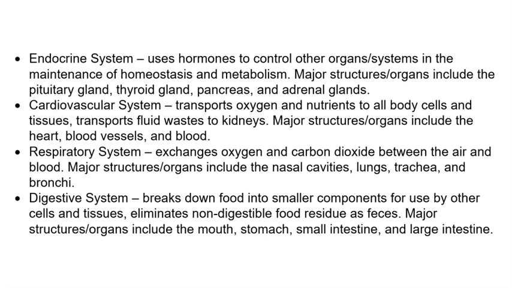Next, we have the digestive system, which breaks down ingested food into smaller components, and then those smaller components are used by other cells and tissues as the building blocks for their carbohydrates, their proteins, and their lipids. The digestive system also functions to eliminate non-digestible food residue as feces. The major structures and organs include the mouth, the stomach, the small intestine, and the large intestine. But we'll see a few other important accessory structures with the digestive system as well.